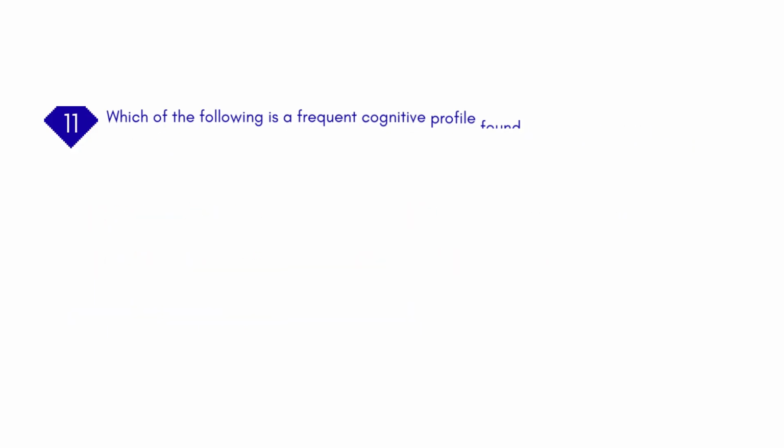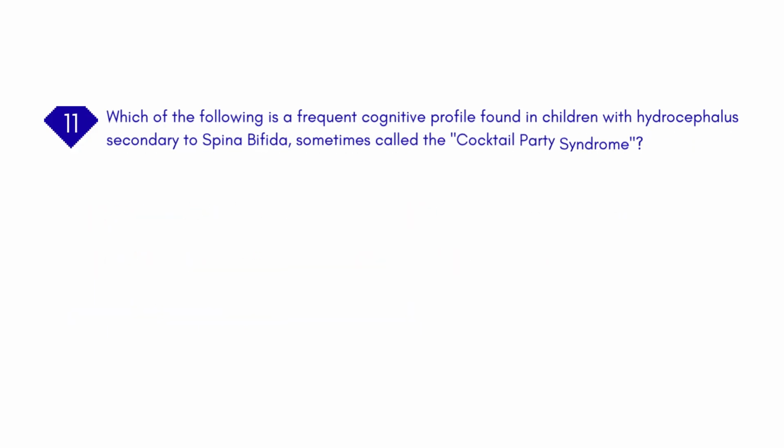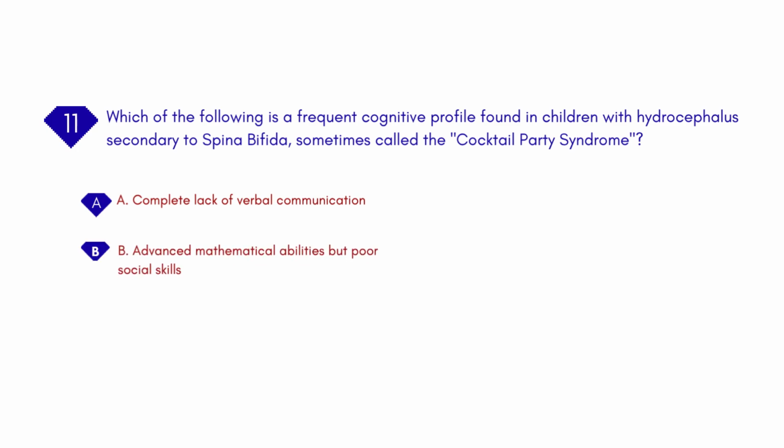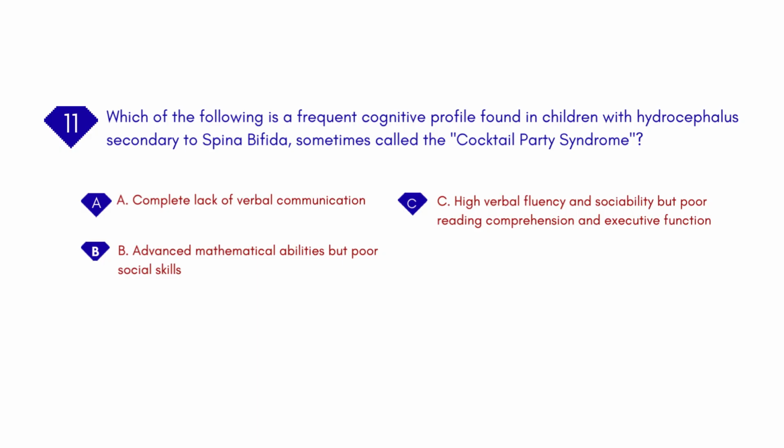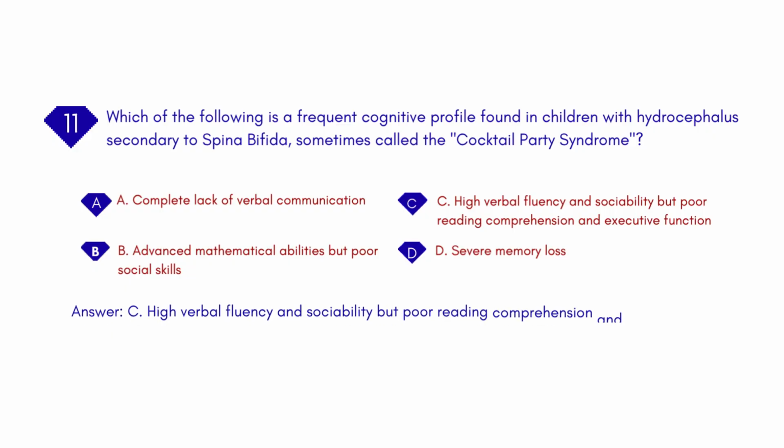Which of the following is a frequent cognitive profile found in children with hydrocephalus secondary to spina bifida, sometimes called the cocktail party syndrome? A. Complete lack of verbal communication. B. Advanced mathematical abilities but poor social skills. C. High verbal fluency and sociability but poor reading comprehension and executive function. D. Severe memory loss. Answer: C. High verbal fluency and sociability but poor reading comprehension and executive function.